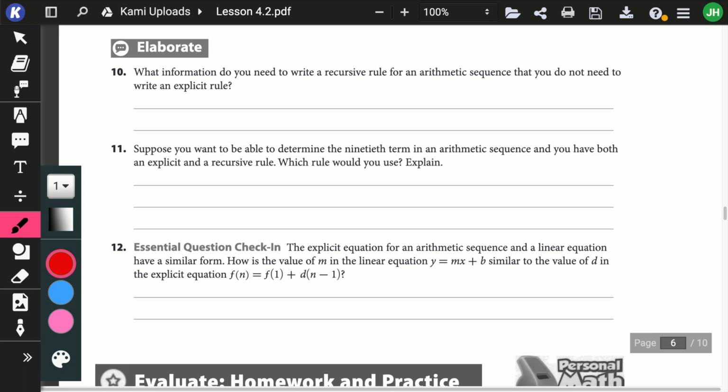Finally, the essential question check-in. The explicit equation for an arithmetic sequence and a linear equation have a similar form. How is the value of m in the linear equation y equals mx plus b similar to the value of d in the explicit equation f of n equals f of 1 plus d times n minus 1? Think about these, find your answers, because I am going to ask them when you get to class.